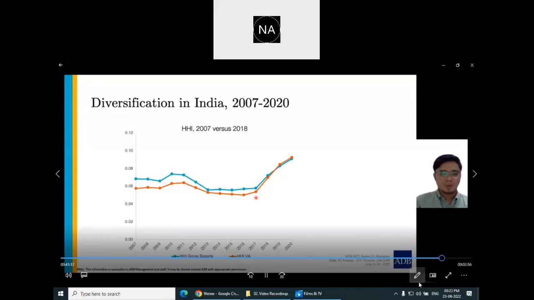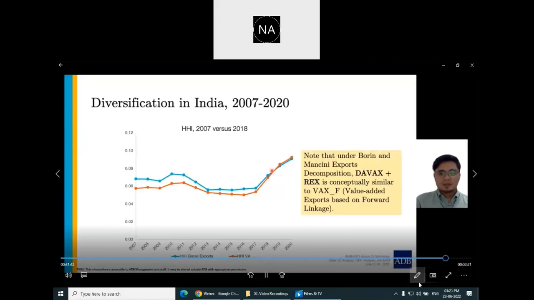Okay. Now, this figure over here compares the HHI for India using gross exports and value-added exports. So, HHI using gross exports is denoted by the blue line, while HHI following the value-added approach is denoted by the red line. It is apparent in this chart that there is a convergence in the exports diversification measure in the more recent periods. The chart also suggests that the use of gross exports underestimates India's exports diversification between the years 2007 up to 2018.